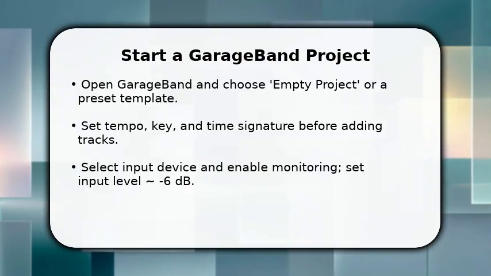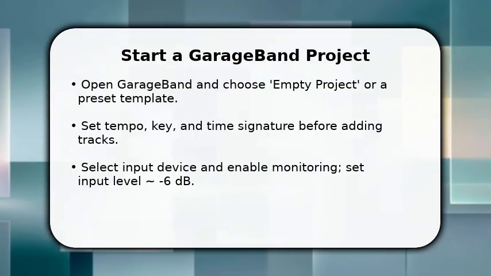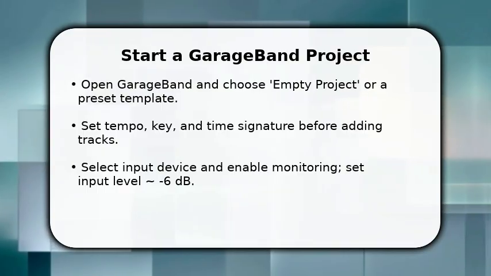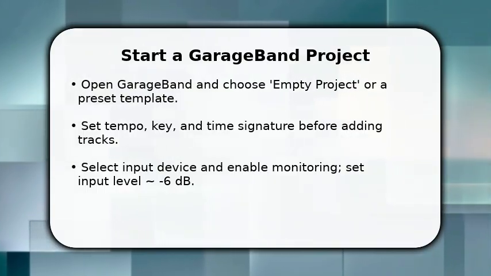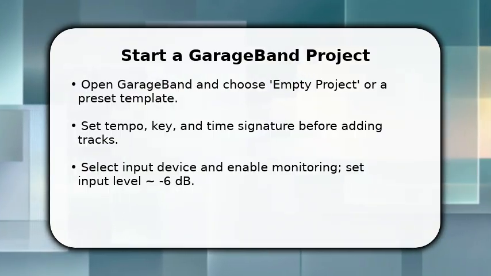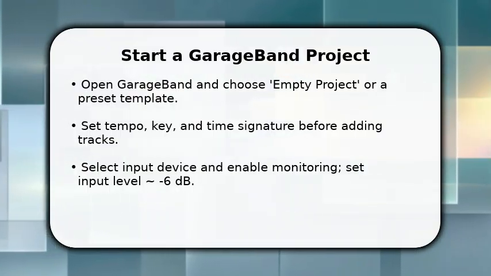You open GarageBand and start with an empty project. That gets you straight into building. Choose a software instrument or audio track and name it so you don't lose focus. Next, set tempo, key, and time signature to lock groove and harmony. This matters for quantize and loops later.